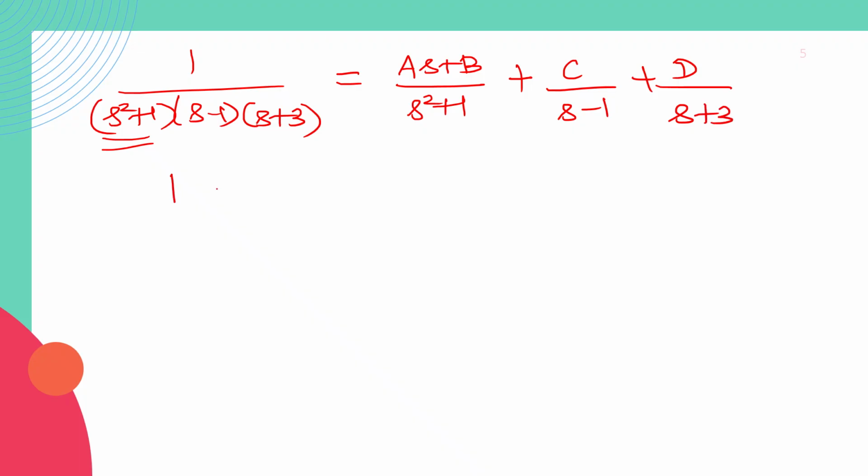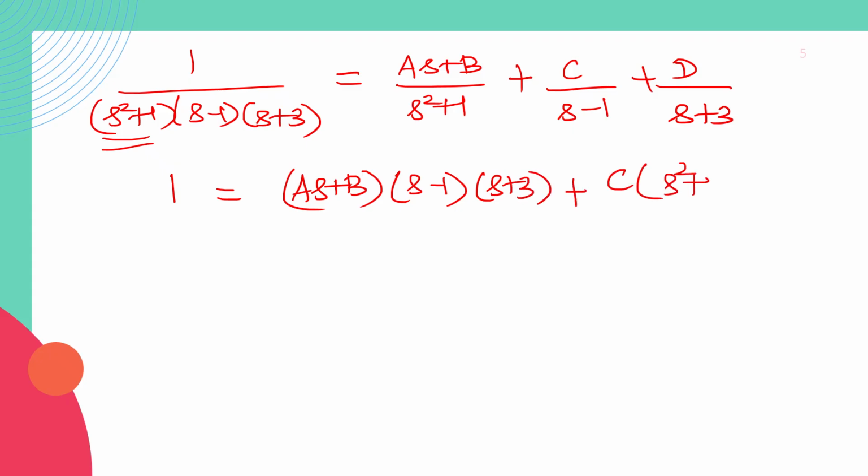We'll be having 1 is equal to (as plus b) into (s minus 1) into (s plus 3), and the second term will be plus c into (s square plus 1) into (s plus 3), and the third term will be plus d into (s square plus 1) into (s minus 1).